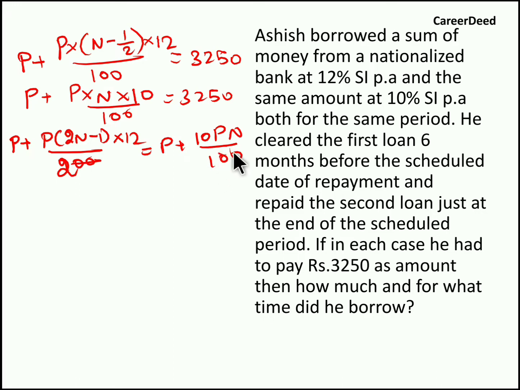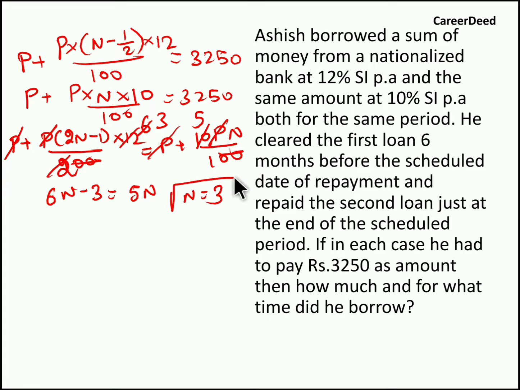So 0 and 0 cancel. In the second table it's 5 times, in the first table it's 6 times. However, if you bring this P to the left hand side or this P to the right hand side, this P and P get cancelled. Again this P and P cancel. 3 times, so 3 into 2n is 6n. So 6n minus 3 equal to 5n. So n value equals 3. So n is nothing but total number of years. So total number of years scheduled to repay the amount is 3 years.